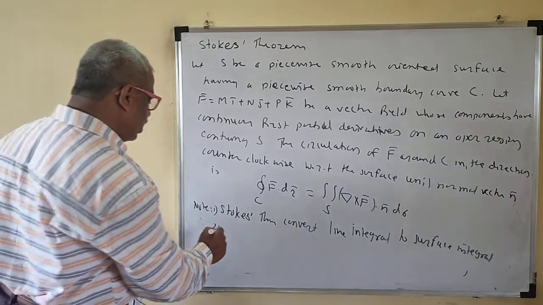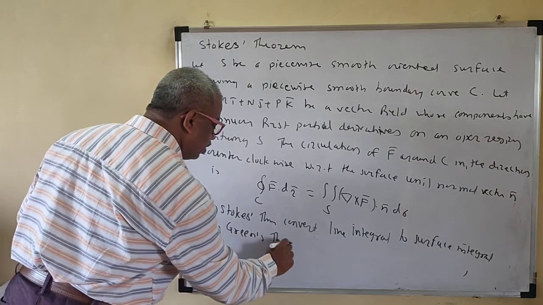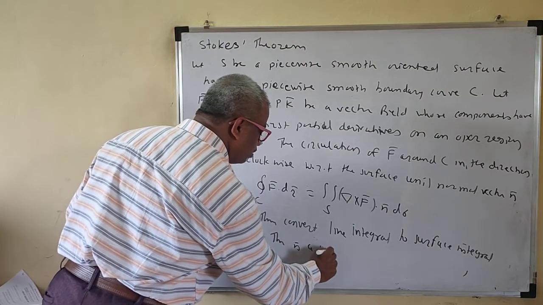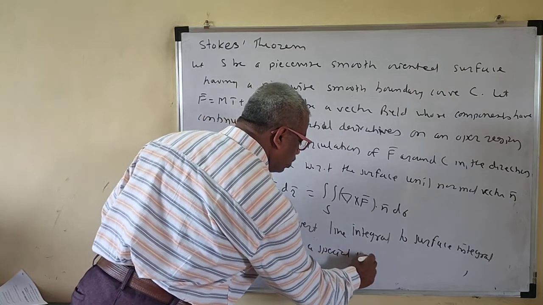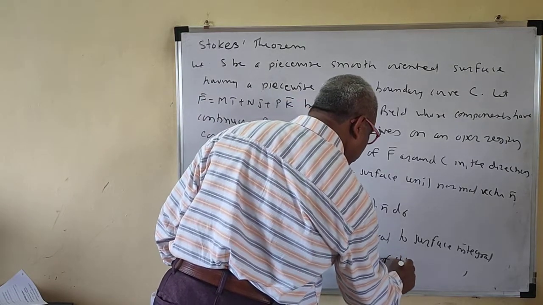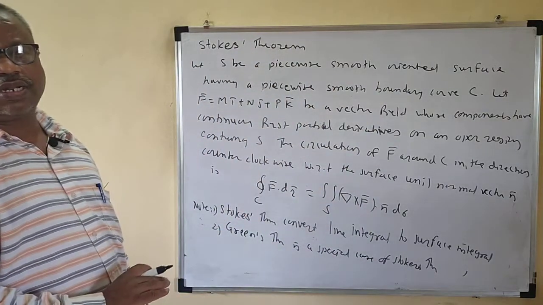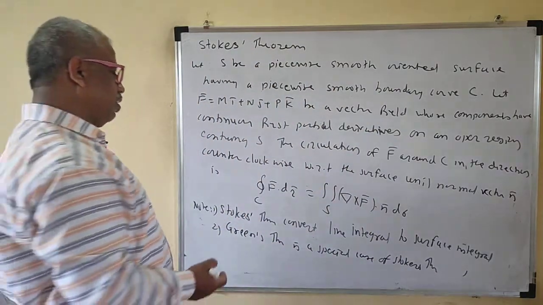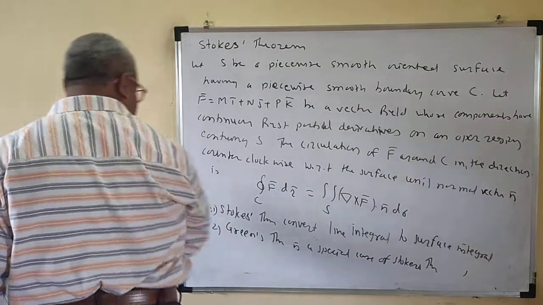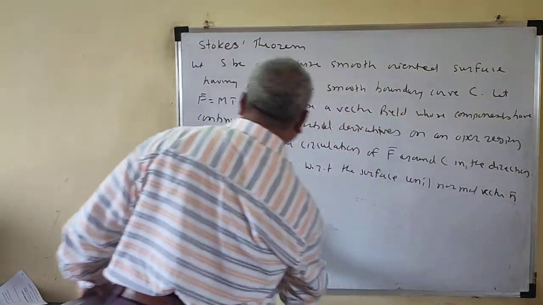Green's theorem, we have seen Green's theorem. Green's theorem is a special case of Stokes theorem, because in Green's theorem also you are converting the line integral into a double integral. So Green's theorem is a special case of the Stokes theorem.